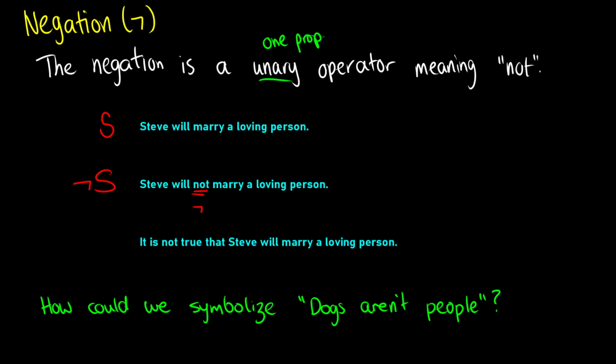We could also say, it is not true that Steve will marry a loving person. And this is the same thing. This would be not S. It is not true is another way of saying not.